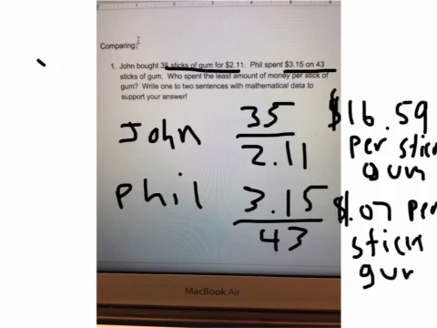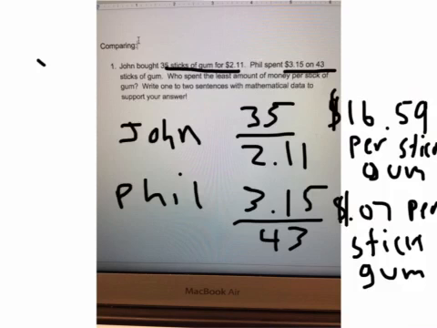of gum. Alright, so now it asks me though to write 1 to 2 sentences with mathematical data to support your answers. So, who spent less? Well, only 7 cents here. $16.59 per stick of gum. That's a lot of money for a stick of gum. If you guys have bought gum before, you know that.